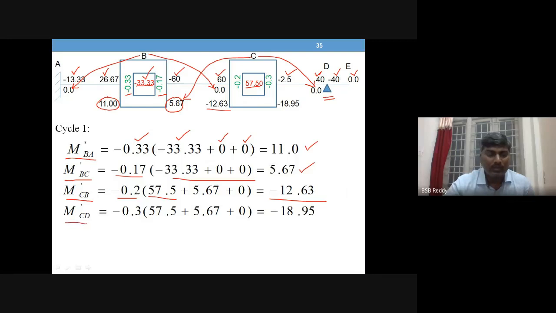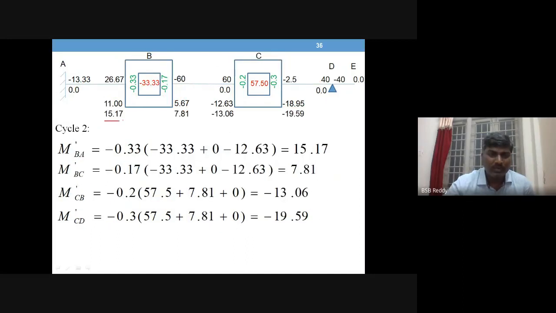Then the other member, M dash CD, change the factor, rotation factor, then within the braces it is same. So minus 18.95 is the M dash value. So these are all four rotation contribution values. So we follow similar procedure for cycle 2 and we get these values. Okay, so far end contributions shall be read with the latest values. Okay, so you see 0, minus 12.63.